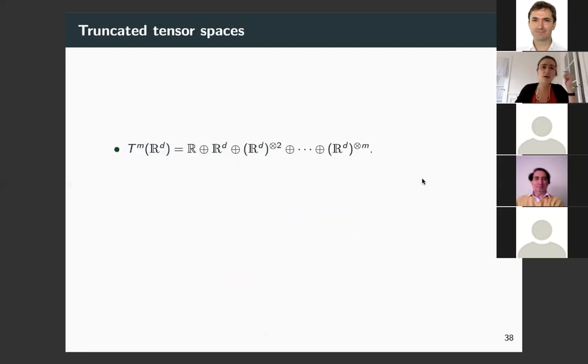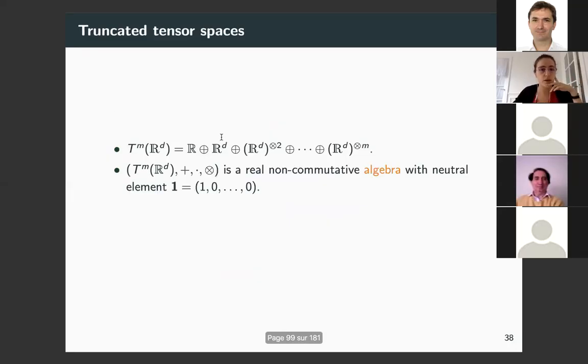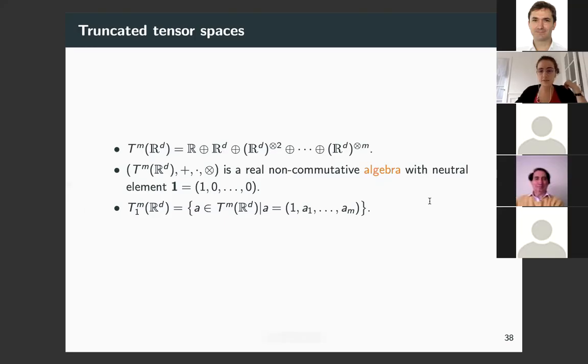And lastly, I would like to say a few words about something called the log signature. For this, I will give a few definitions. I consider the truncated tensor space. It's the same as before, but I stop at M. So this is a real non-commutative algebra. I have the same neutral element as before, but I just stop at M. And I define as before the space T1M, which has a 1 as a first element, and T0M, which has a 0 as a first element.